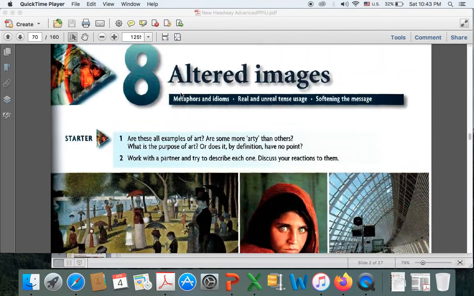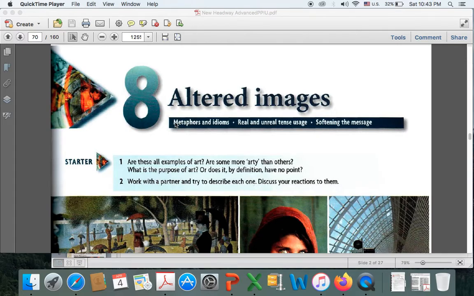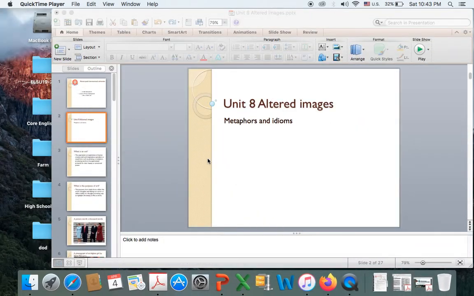In this unit, you are going to learn about metaphors and idioms. I think it's a little bit hard as well, both the metaphors and idioms and the grammar. You are going to learn about real and unreal tense usage and summarizing the message. But today I am going to cover only metaphors and idioms. Alright, now let's go to my slide presentation about Unit 8.